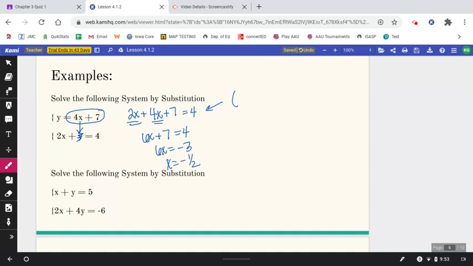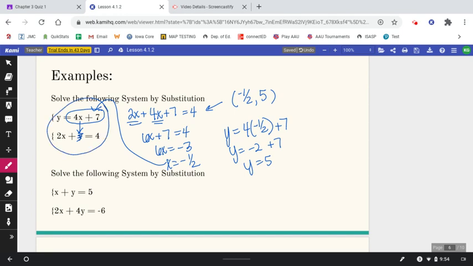So I know that these are going to cross at negative half comma something. In order to figure out what that something is, I take what I figured out x was and put it into the circle. So the circle is going to become y equals 4 times negative half plus 7, which gives me y equals negative 2 plus 7, which gives me y equals 5. So if I graph this equation in my calculator, those two equations would cross at negative half comma 5.